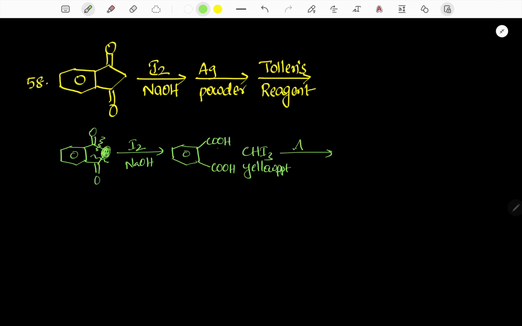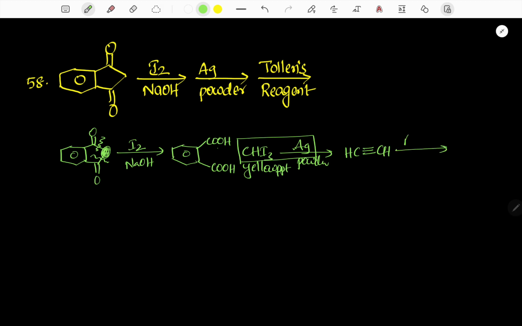Now we are adding silver powder. Silver powder and CHI3. We have seen this reaction many times. It undergoes dimerization like Wurtz reaction. First iodine, second iodine, third iodine. So 3 bonds form.